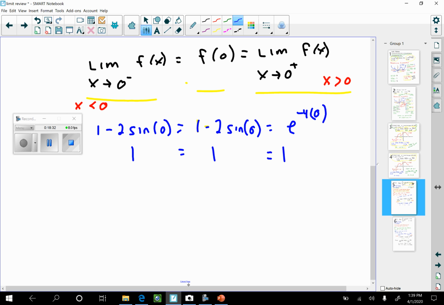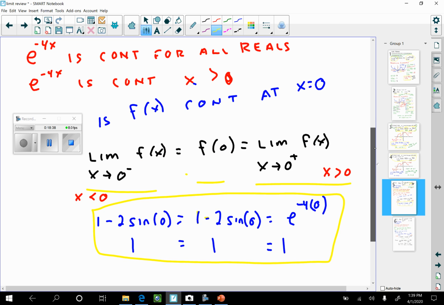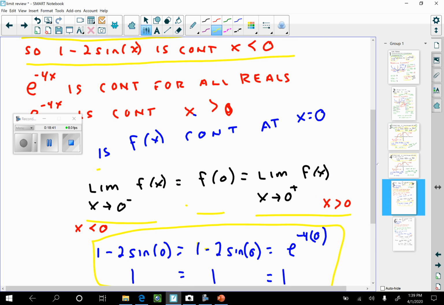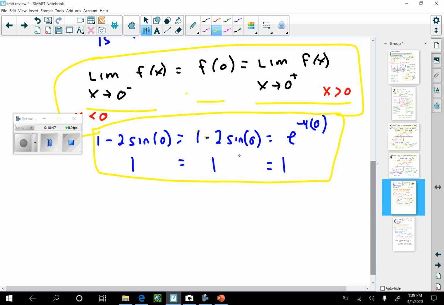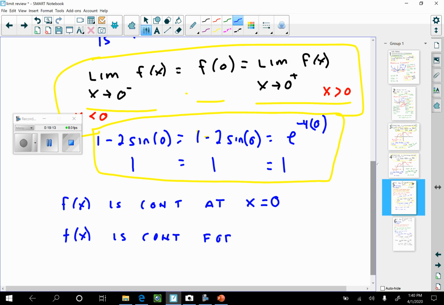So now I have this statement. This is the statement that's most important. Well, both of these together are important: this statement, and then when I evaluate each of the limits. Now I can make the statement that f of x is indeed continuous at x equals 0. And since it was continuous everywhere else, f of x is continuous for all real numbers.